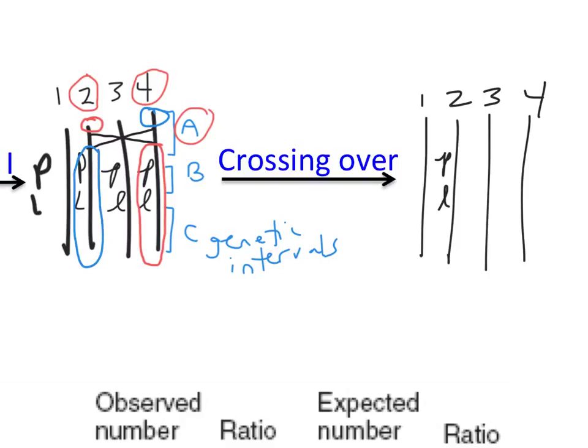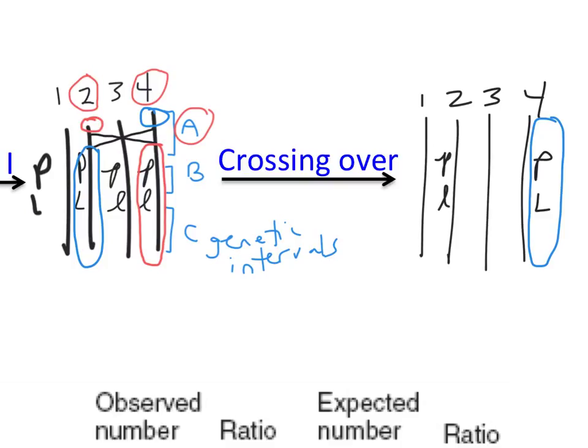So if we draw the new version of chromatid 4 on the right, what's its haplotype? What combination of alleles does it have? In blue, right there. Does it have a big P or a little p? It's got a big P. It's got a big L.